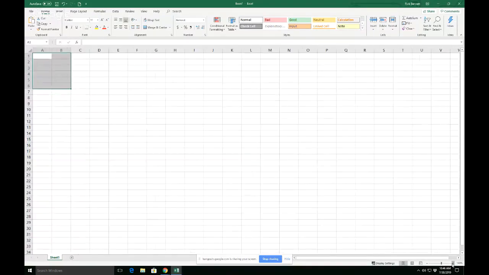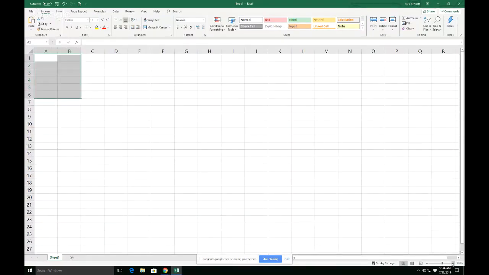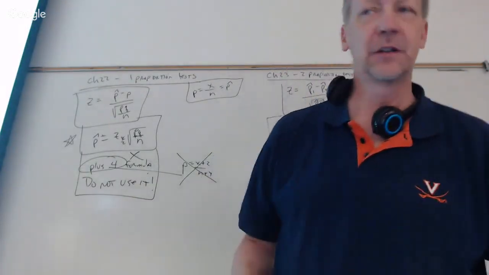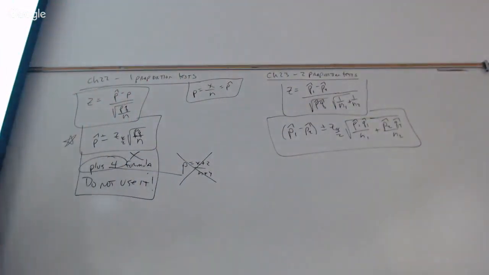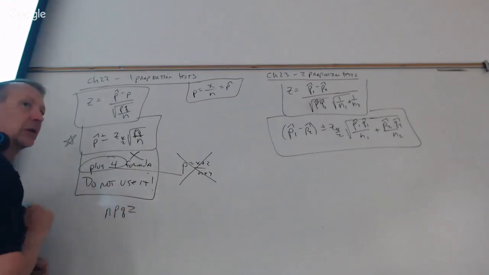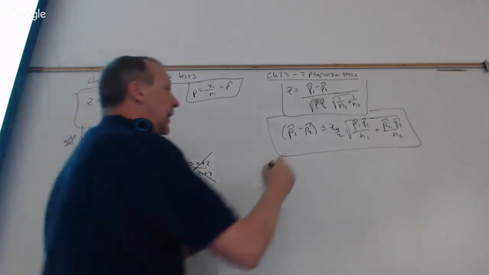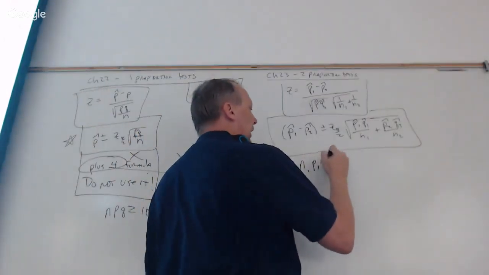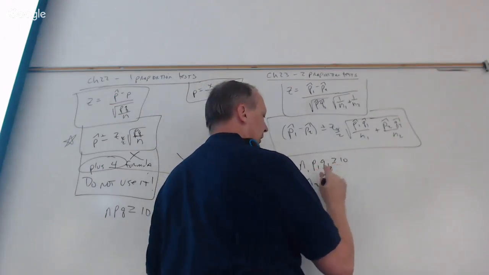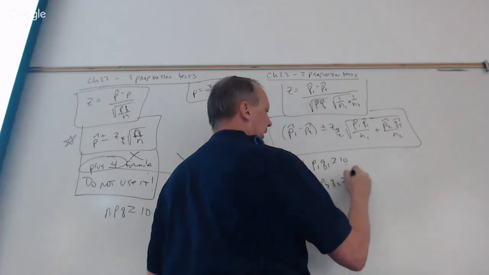By the way, how big does your sample size have to be to do this? Over 10? Over 30? They're both wrong. It's npq. n p q has to be greater than or equal to 10. And in this case, n1 p1 q1 must be greater than or equal to 10, and n2 p2 q2 must be greater than or equal to 10.